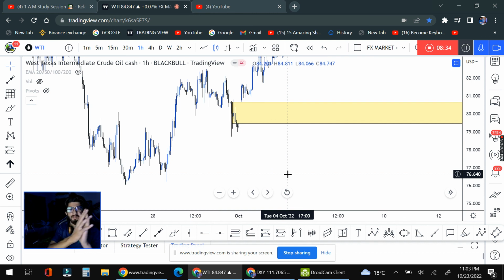All right, so here we have some setups. You can follow these setups on the market open and see how the market reacts, and then you can trade in our direction.